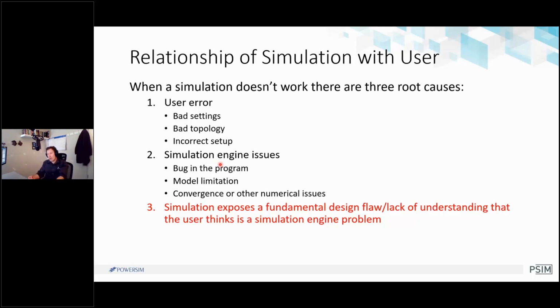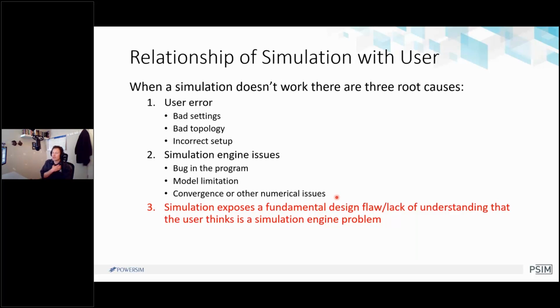So yes, bugs do show up, and there are limitations in models, and there are convergence and other numerical issues, but in general, most simulation tools work quite well. But occasionally there are bugs in the program. Occasionally there are limitations to the model that you're using and what it can perform. And there are, in some cases, convergence or other numerical issues. So PSIM lacks these, because of the way PSIM works.